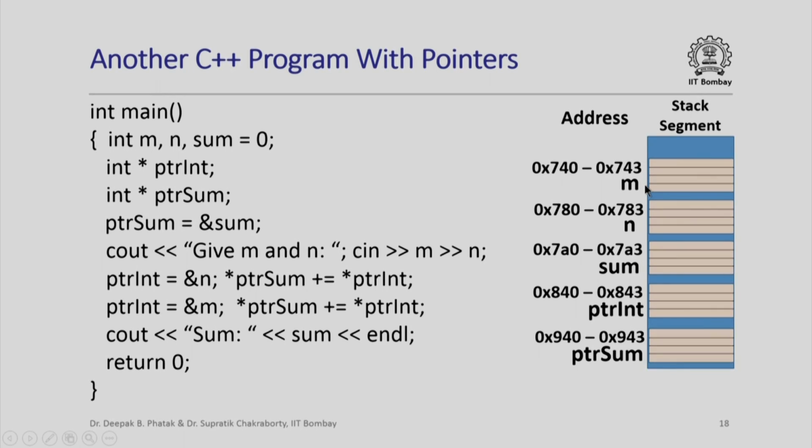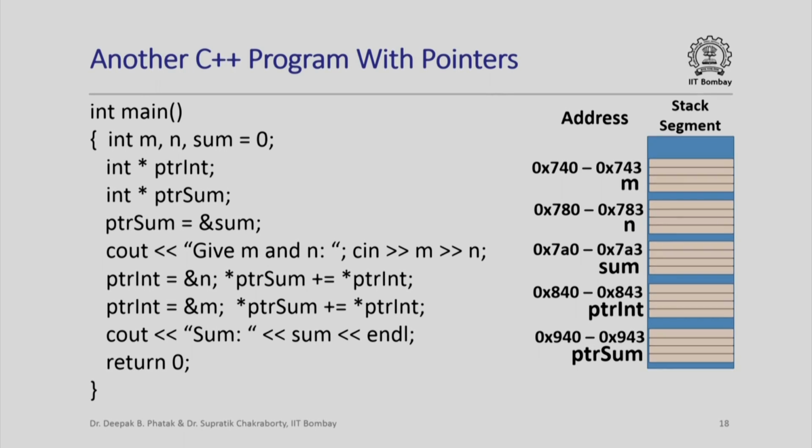Each chunk has 4 contiguous bytes with successive addresses. So these might be those 3 chunks, one for m, one for n, one for sum. Pointer int and pointer sum are both pointers to integers. They are going to store addresses. Once again we are going to assume that all addresses can be stored using 32 bits.